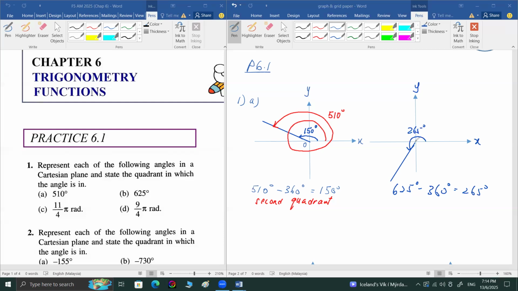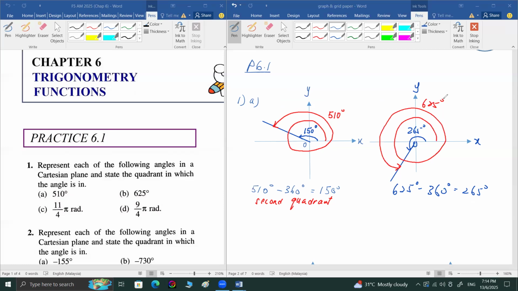Here, 0, okay? Next, to get the actual one for 625, it means you go more than one round. Same, you go one round until here, then come to 265. So right now this one is 625, yeah? Okay, can you understand, class?